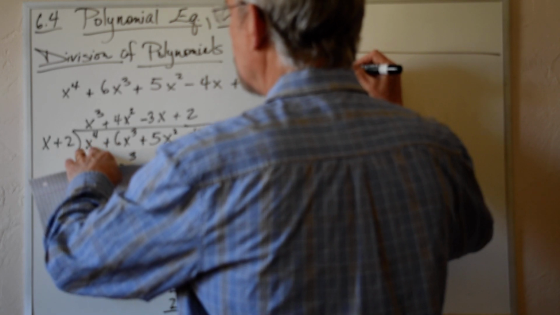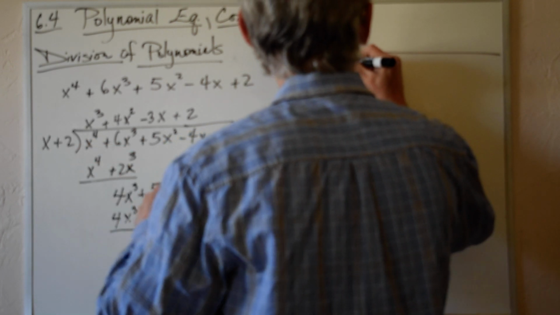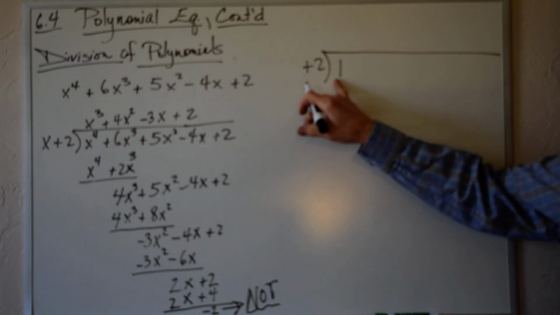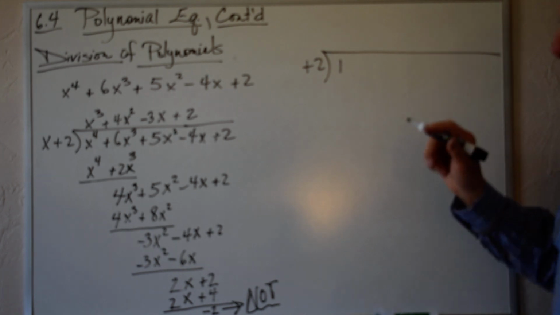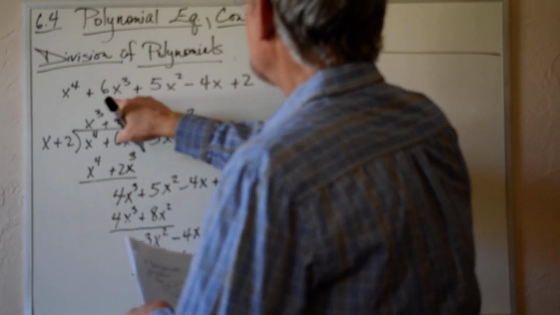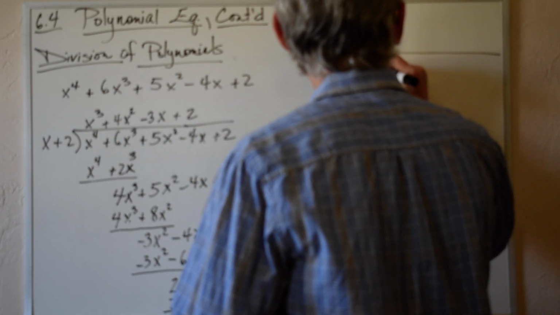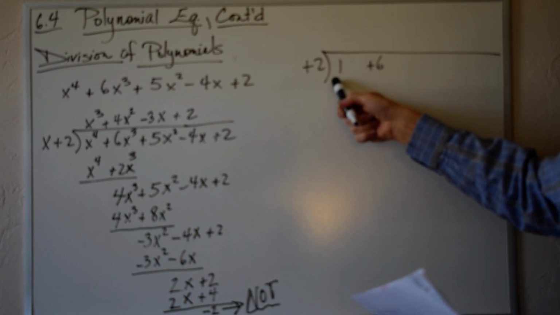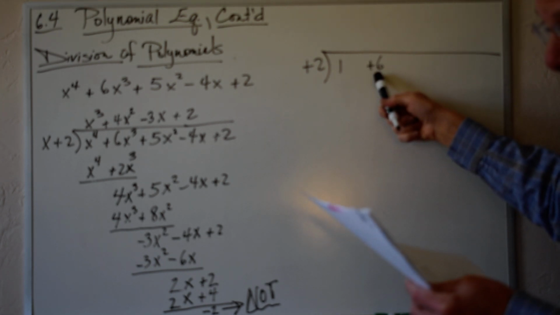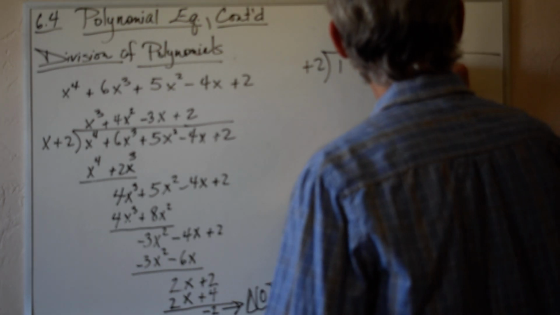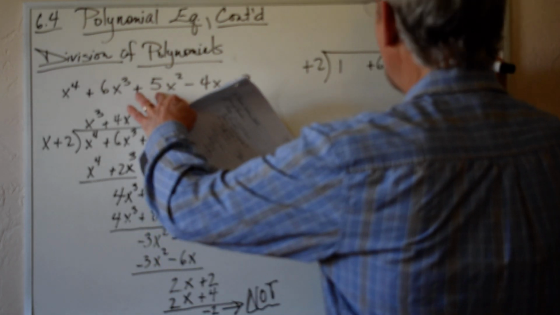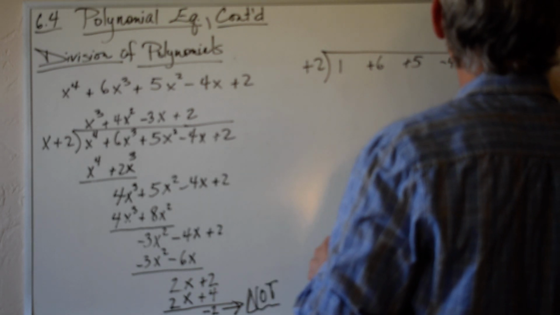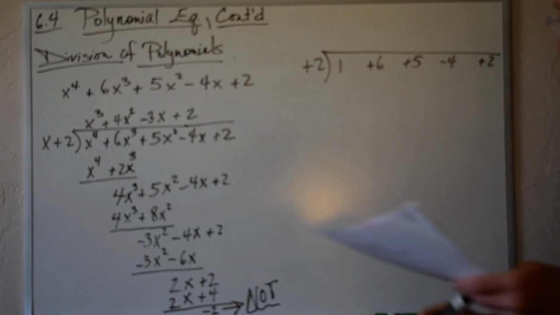And there's no need to write the x to the 4th. I'll just write the coefficient, the invisible 1. I'll make it visible. The next coefficient is plus 6, but there's no need to write the x cubed. I know that this is the x 4th term. This is the x cubed term. Here comes the x squared term. I'll just put down the coefficient, plus 5. The next coefficient, minus 4. That's for the x term. And then finally, the constant term, which is plus 2.